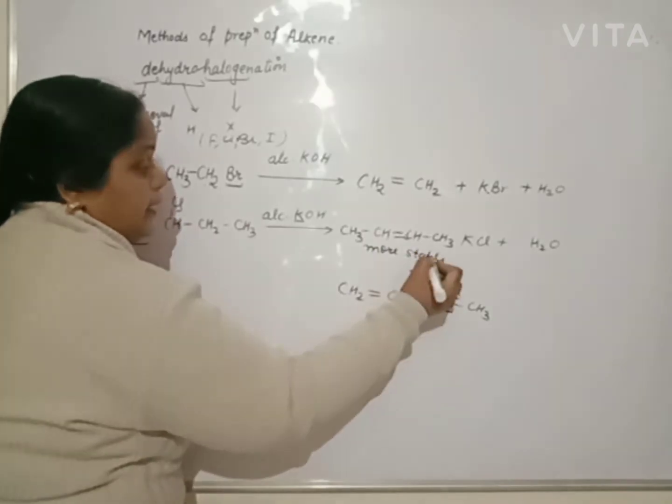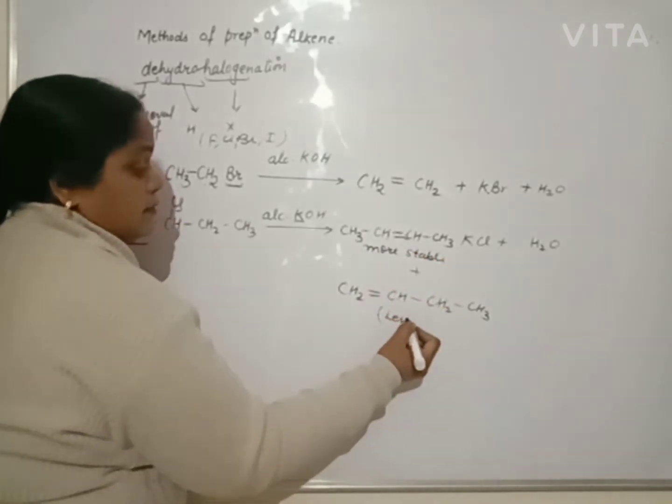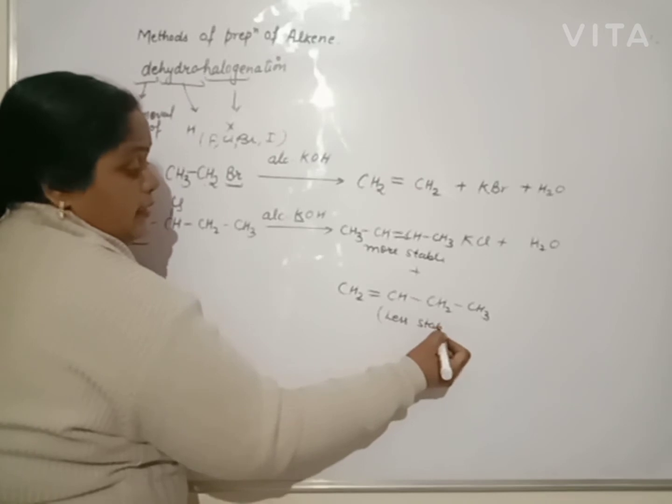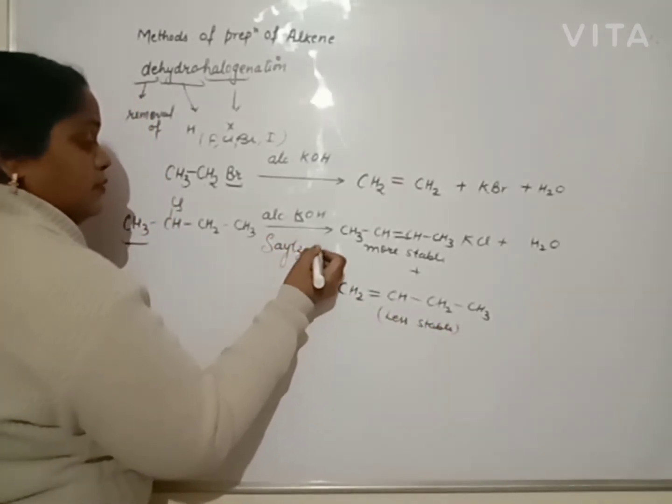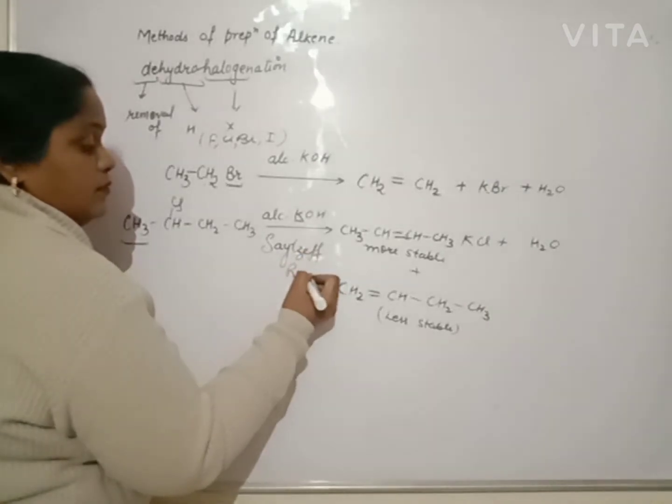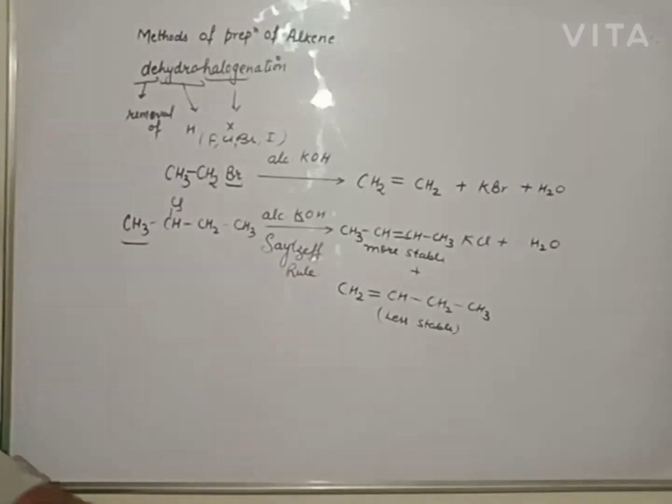Beta, this rule is known as Saytzeff rule. During dehydrohalogenation, during dehydration or removal of an unsymmetrical reagent from one molecule, this rule will be followed, and this rule is known as Saytzeff rule.